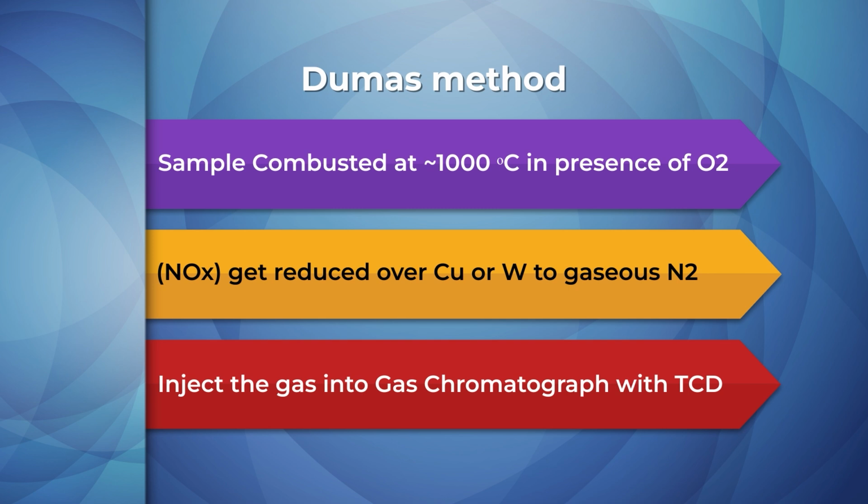The reason why this method was not popular is that it's not very easy to burn at 1000 degrees. Even if you are able to burn it, collecting the nitrogen from NOx was the most complicated part. But nowadays, with the advancement of instrumentation, we are able to do it in a very automated system. That's why it is becoming more and more popular, because it gives precise and more accurate results.